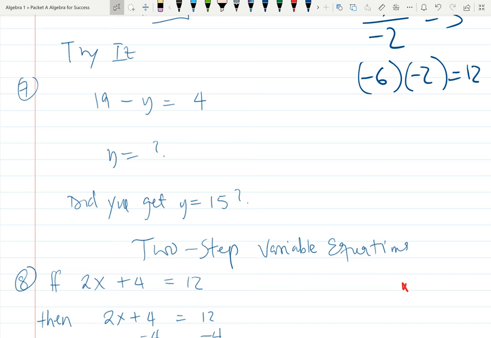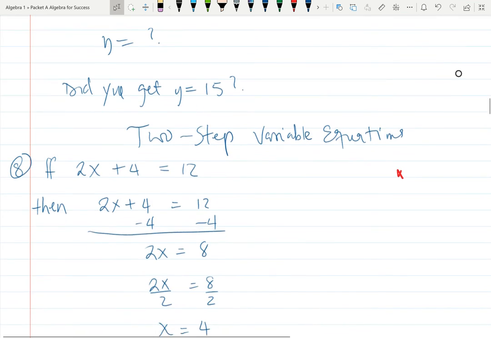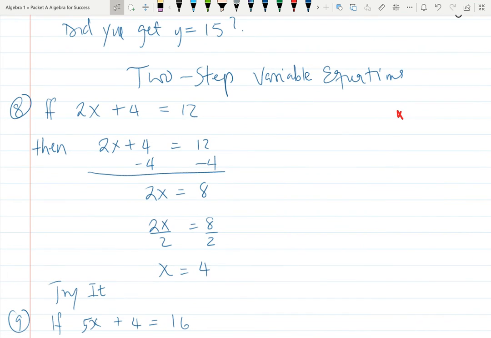Okay, so when you see "try it again," do not look at the answer. Block it, cover it, and then try it first and look at the answer. Now let's go to two-step.